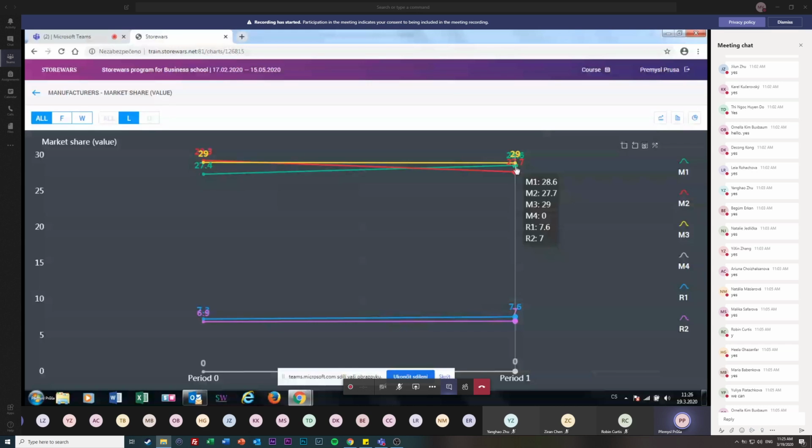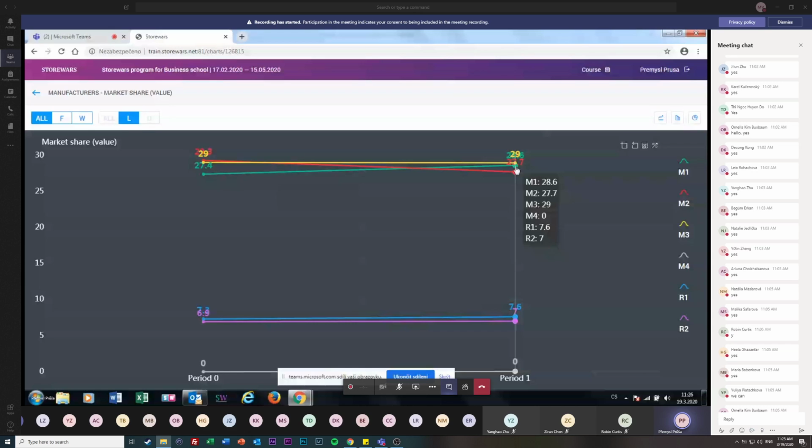What is important here, you can see the figures. Manufacturer 1, 2, 3, 4. Manufacturer 4 has 0 market share, which is great. So manufacturers have done a good job. At the same time, you can see retailers have about 7.6 and 7% of market share. That's the private labels. That's for all. If you want to see the situation in Voodoo's, it looks like this.